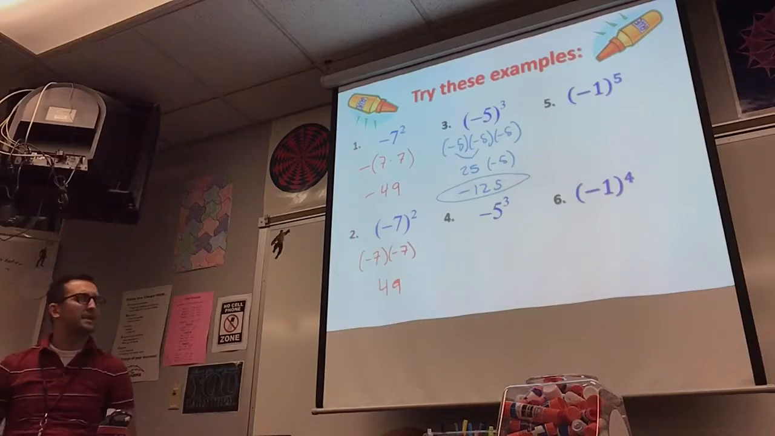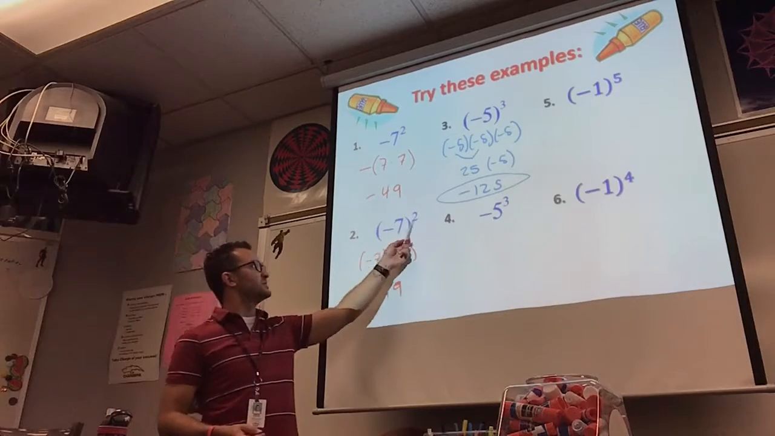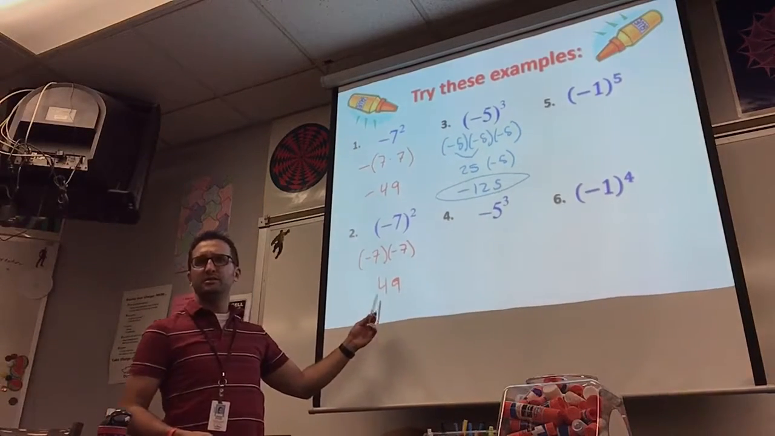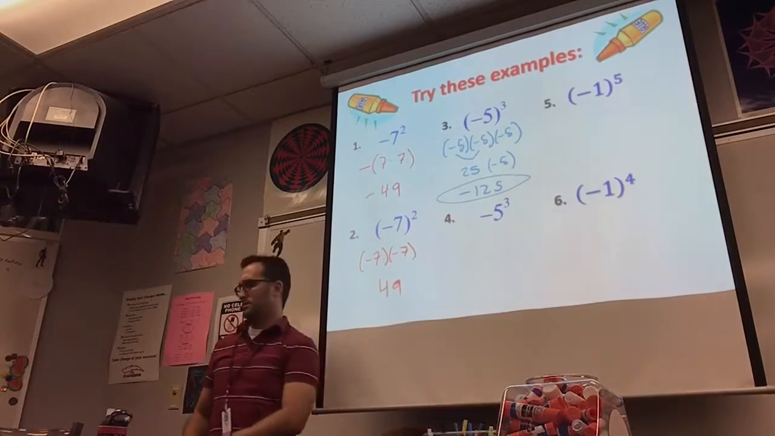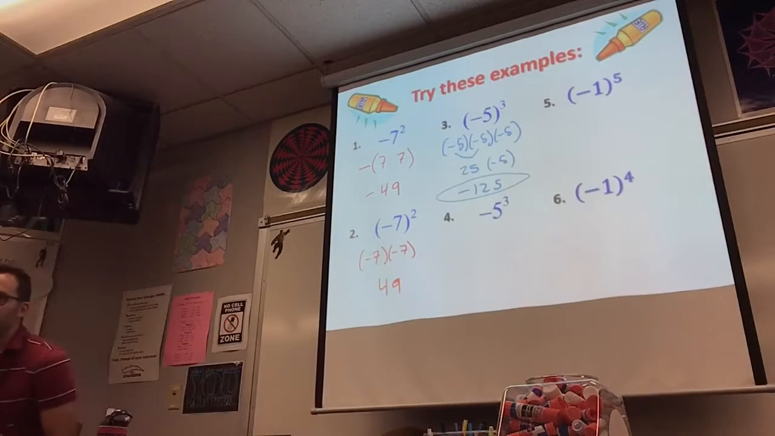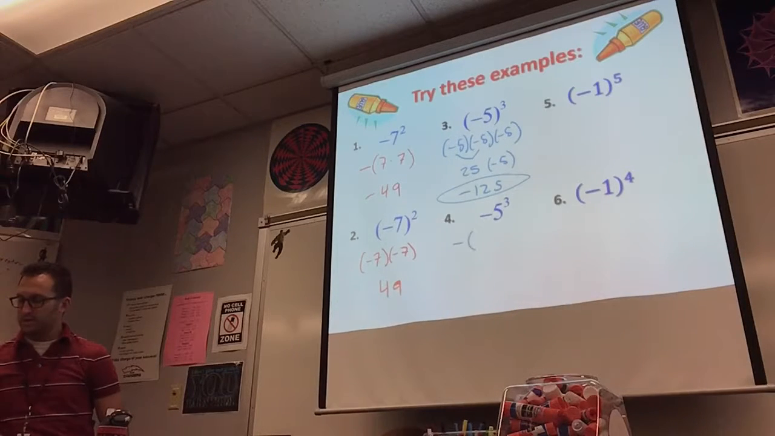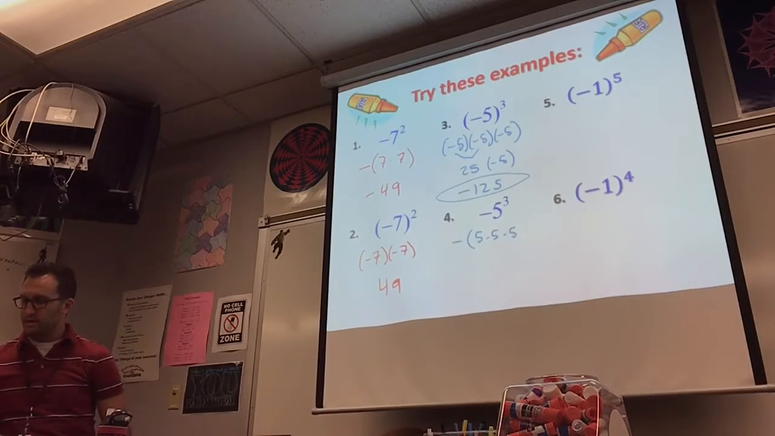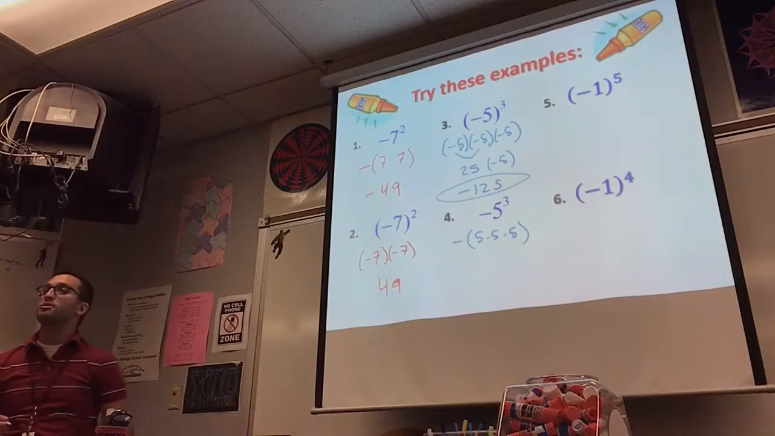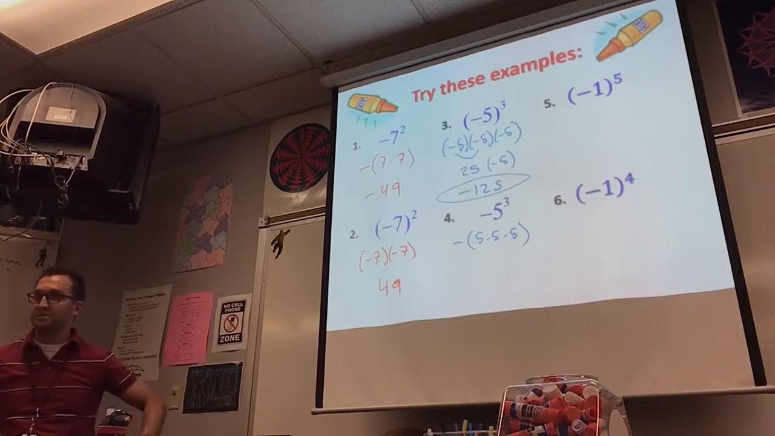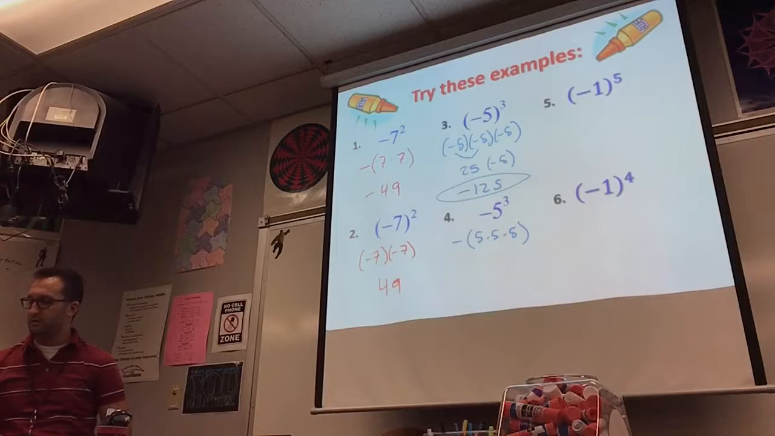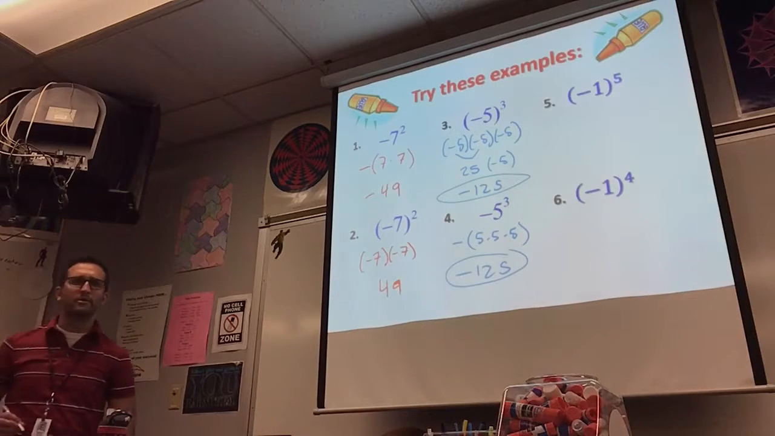But wait a second. I thought with exponents, it was going to be positive. Keep that in mind. What about the next one? What's getting repeated on the next one? The 5, not the negative. Good, so it's going to be 5 times 5 times 5. We already know what that is, we just did it. What is 5 times 5 times 5? 125.